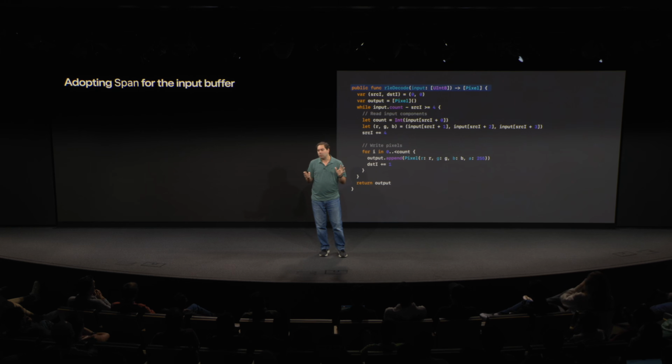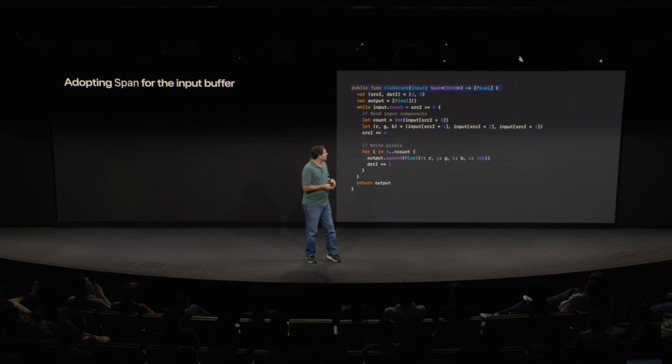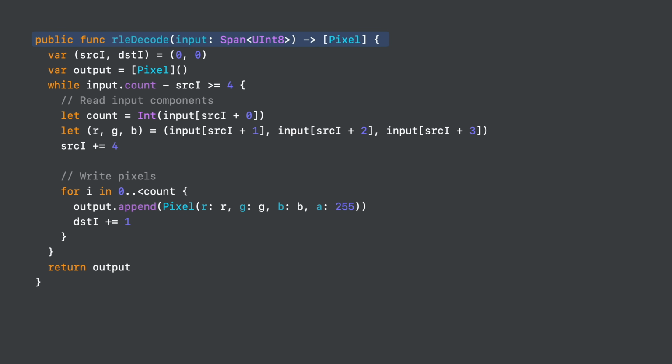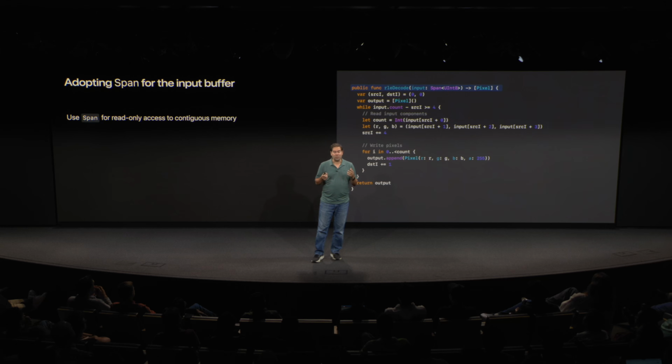Okay, it's time to adopt span for the input to the run length decoder. This didn't require a lot. We just changed the parameter type from an array to a span. This works because span provides the same APIs for accessing elements that arrays do. And because this code is just reading through the data, it's not trying to modify it, it's not returning copies, nothing else actually had to change in this function. Now what did change is the API contract. Callers now need to provide a span instead of an array. So let's go back to our caller's code to see how to do that.